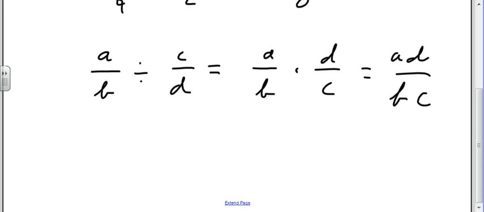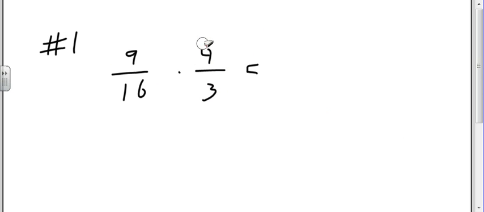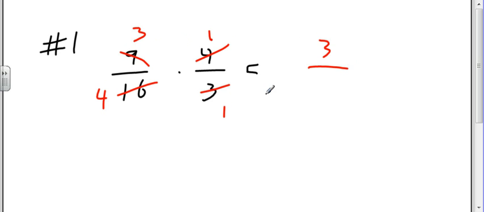All right, so we'll look at problem number one. There's no technical reason we couldn't just put this in our calculator. 9 over 16 times 4 over 3. And I see that 4 goes into the 16 4 times, and 3 goes into the 9 3 times. And 3 times 1 is 3, and 4 times 1 is 4. And I got 3 over 4.